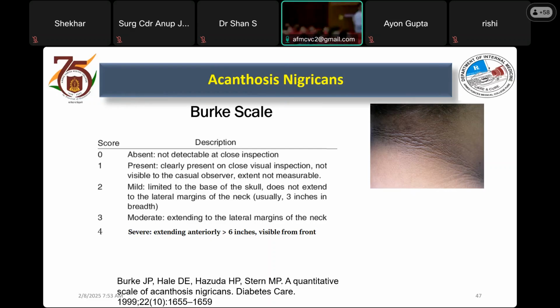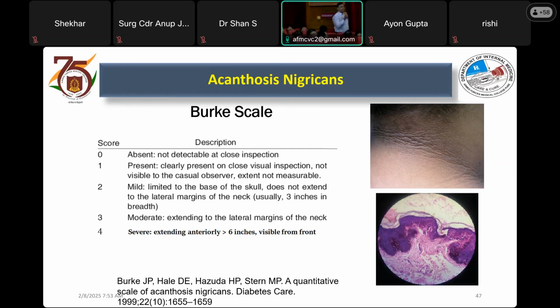Sir, there will be acanthosis. It means, sir, there will be hyperkeratosis, and the basal layer will be increased. So hyperkeratosis and papillomatosis are the three features of acanthosis. And why does it happen? Because insulin is an anabolic or mitogenic kind of hormone. Okay. So this was present.